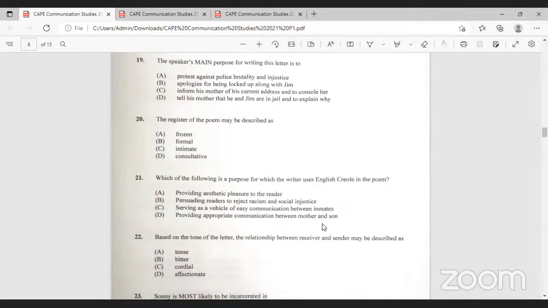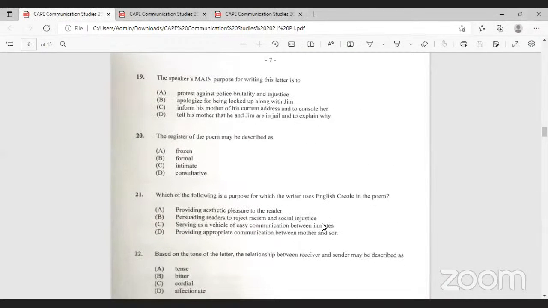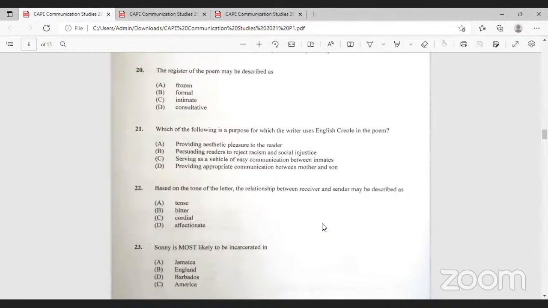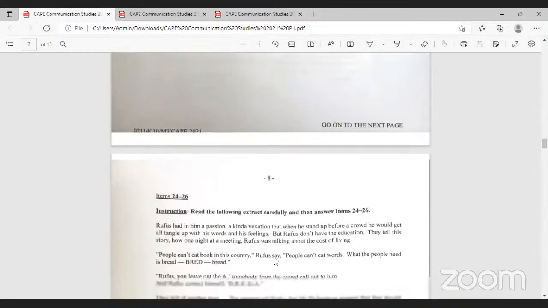So let's go back over this. 19 is dog. 20 is cat. C. 21 is A. 22 is D. 23 is England. All right, so moving on.